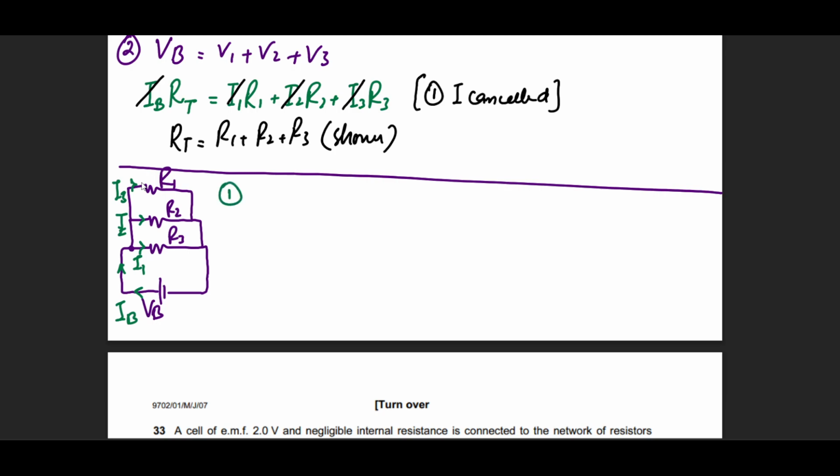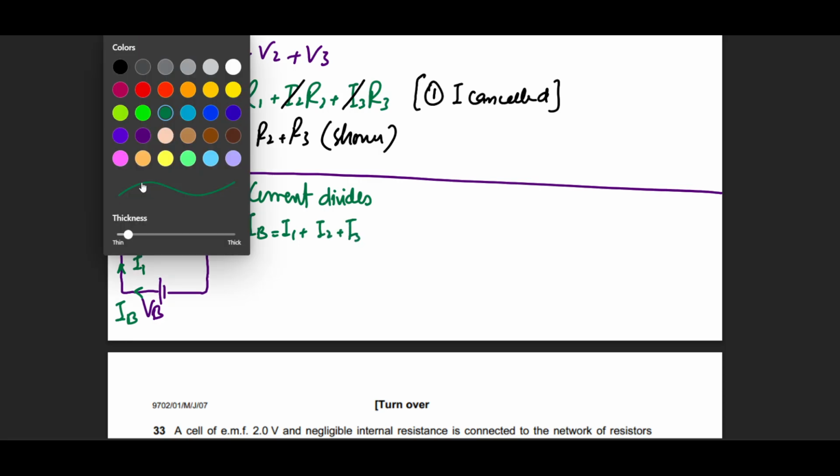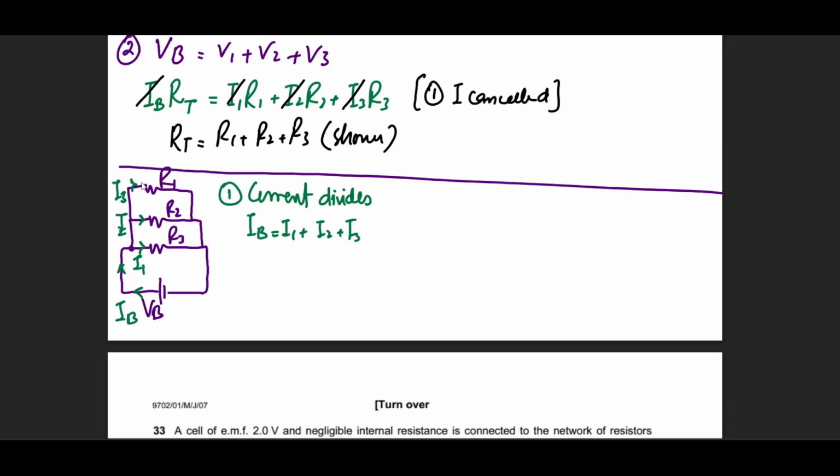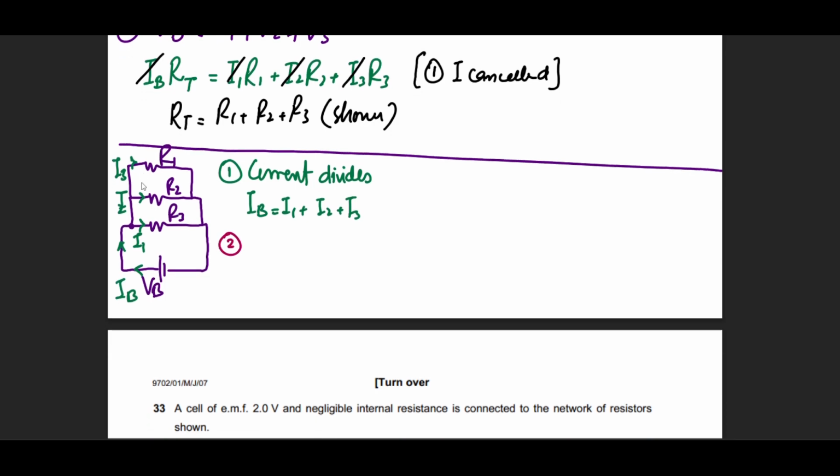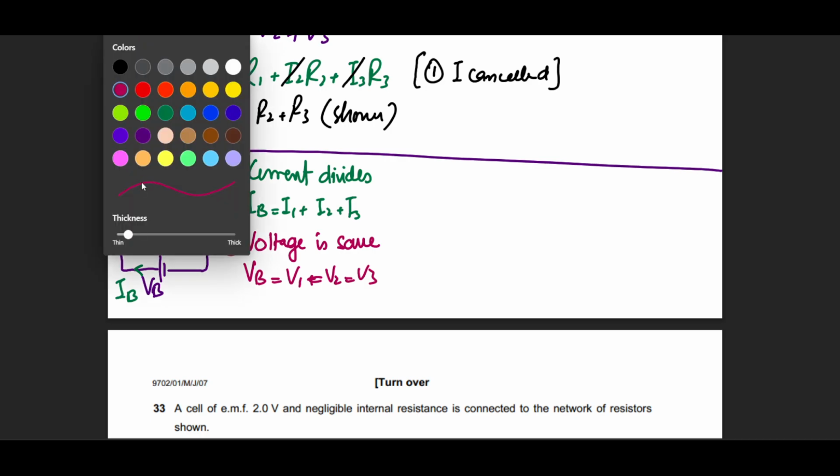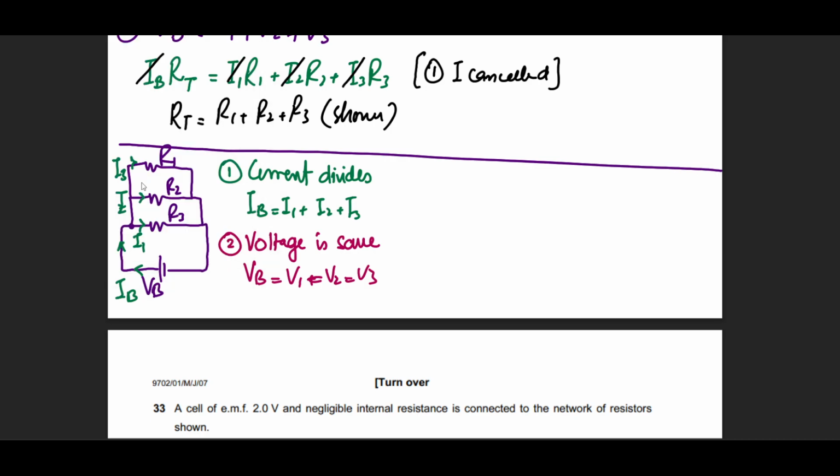Starting off from the first point, the current is going to get divided. So current divides, which is going to be IB equals I1 plus I2 plus I3, right? And the second part of the system that we already know is that the voltage remains the same. Voltage is the same, which means that the voltage of the battery is equal to V1, is equal to V2, is equal to V3.